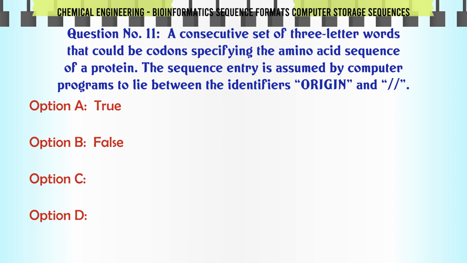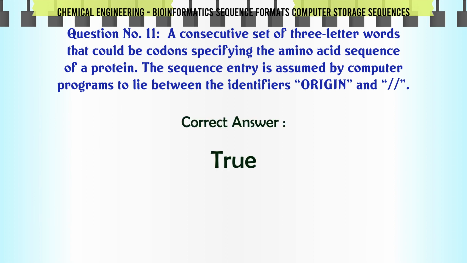The sequence entry is assumed by computer programs to lie between the identifier's origin and the end. A. True, B. False. The correct answer is true.